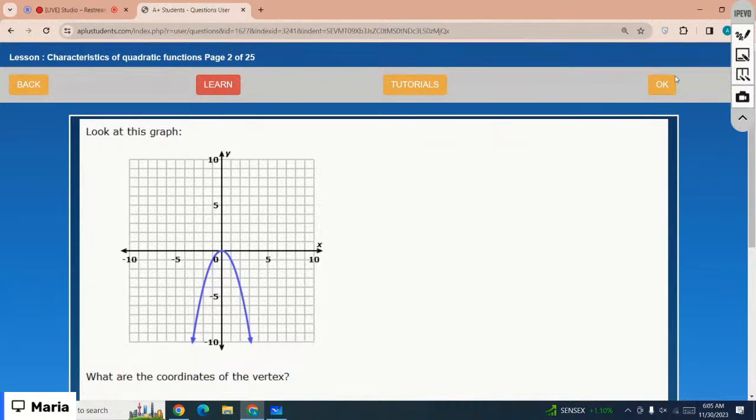Okay, look at this graph. The parabola opens downward, right? So the vertex of the graph is the highest point of the graph that opens downward. If it opens downward, that would be the highest point. So you can see the vertex of this graph is at the origin, and at the origin both x and y are 0, 0. So the vertex of this parabola is 0, 0, right? The correct option is 0, 0.